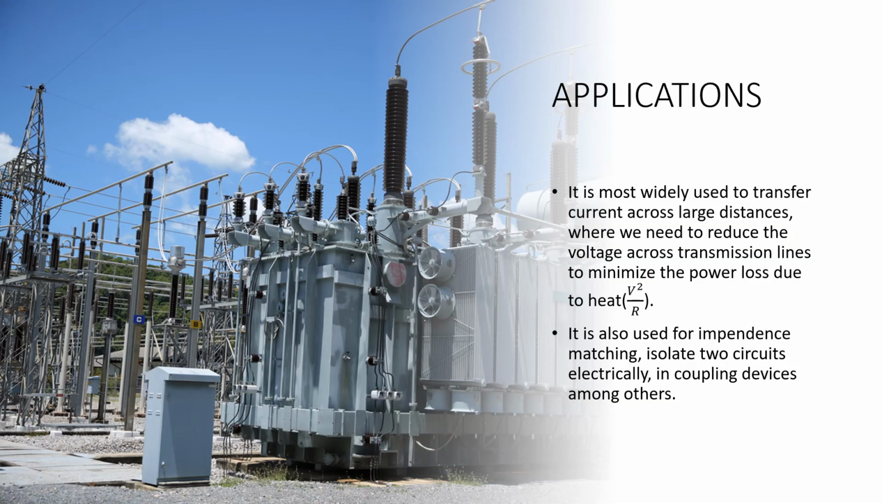Now discussing the applications of the transformer. It is one of the most widely used devices nowadays. The current we receive in our homes or in our colleges is with the help of a transformer. It's used to transfer electricity over great distances, where we need to minimize the value of current so that the heat loss, that is I squared R, is minimized. So we use a transformer there to minimize the current and transfer electricity over large distances. It is also used for impedance matching, isolation of electrical circuits, and in coupling devices, among others.